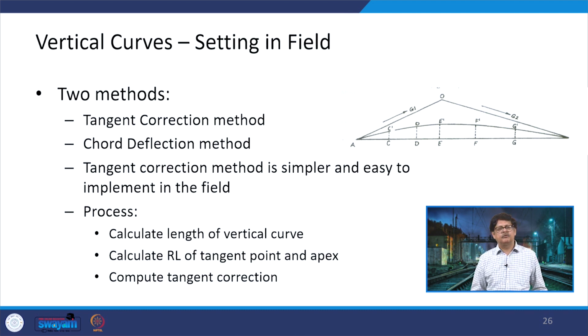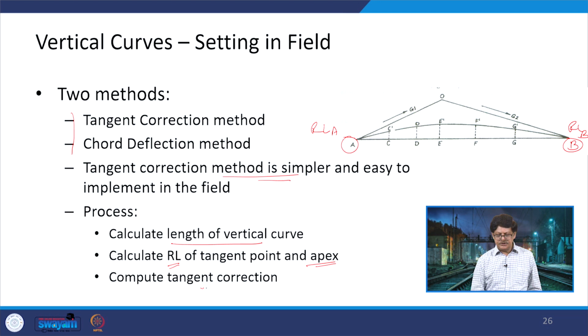Now, let us set the vertical curve in the field. There are two methods, the tangent correction method and the chord deflection method. The tangent correction method is simpler, and it is usually used in the field for laying the vertical curve. What is the process? First of all, calculate the length of the vertical curve, then calculate the RL of the tangent points, that is point A and point B. So, RL of A, RL of B, and then the RL of the apex, which is the average of the two.